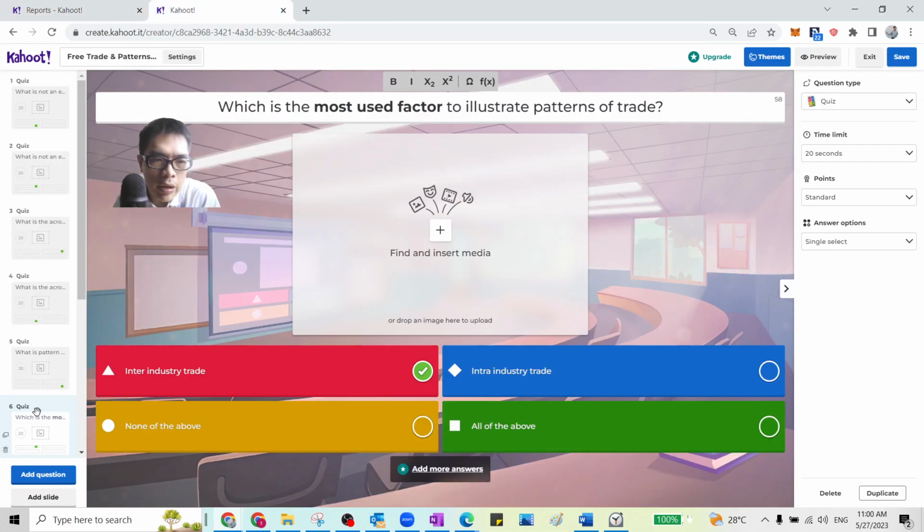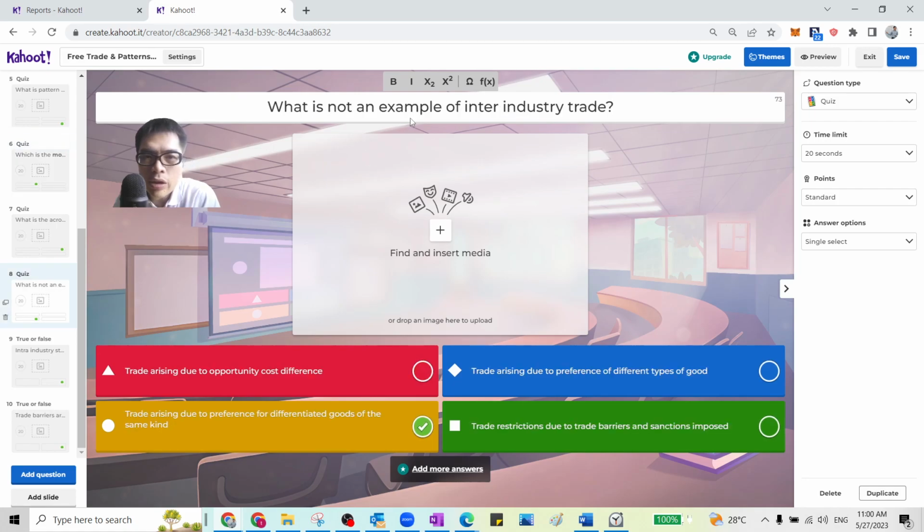So item 8 and item 9. What is item 8? What is not an example of inter-industry trade? Trade arising due to preference for differentiated goods of the same kind. What is this? This is intra-industry, right? Trade arising from different outcomes is factor endowment, which will cause difference in outcomes. Preference for different types of goods is inter-industry trade. Trade barriers is under the B in Fitbit here. So the yellow one is clearly not right.